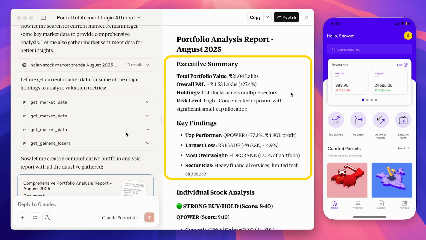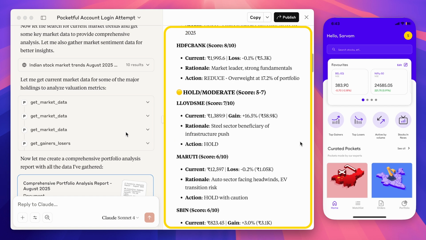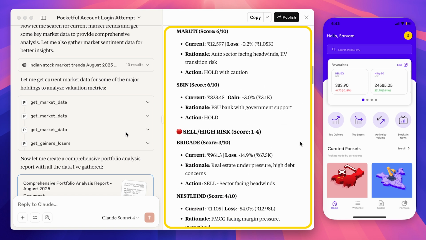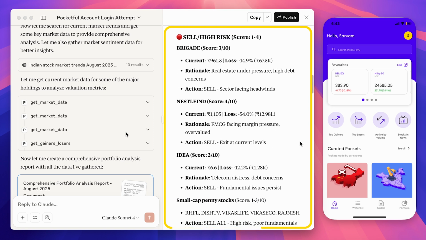1. Executive summary and key findings. So right at the top, we have the executive summary, a quick snapshot of how my portfolio is doing, the main strengths, and any red flags I should know about. Second, individual stock analysis. Then it breaks down each stock, rating them on fundamentals, growth potential, and sector outlook, so I can see exactly which ones are pulling weight and which might need a rethink.